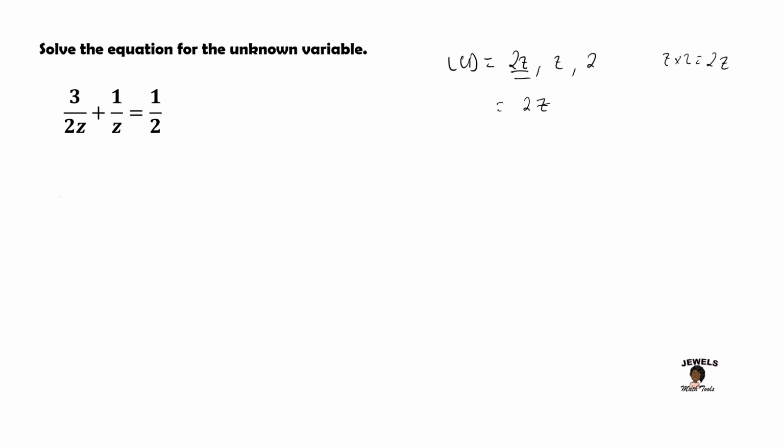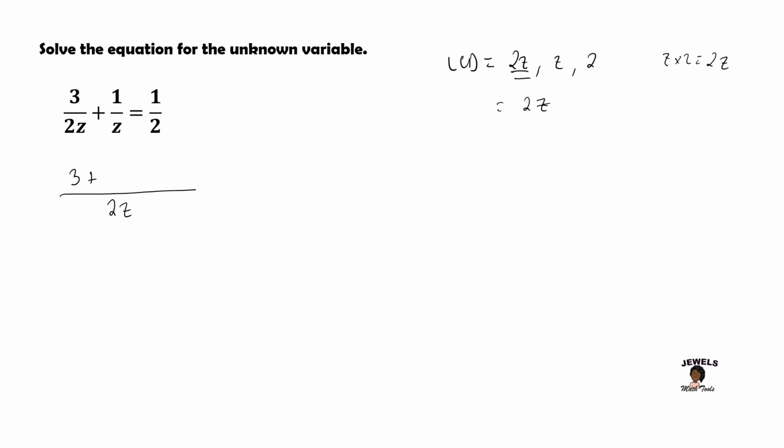So I'm now going to find my equivalent fraction for each of these fractions where the denominator is 2z. And starting with my first fraction, we have 2z already in the denominator, so we're going to return that 3 back to our equation.